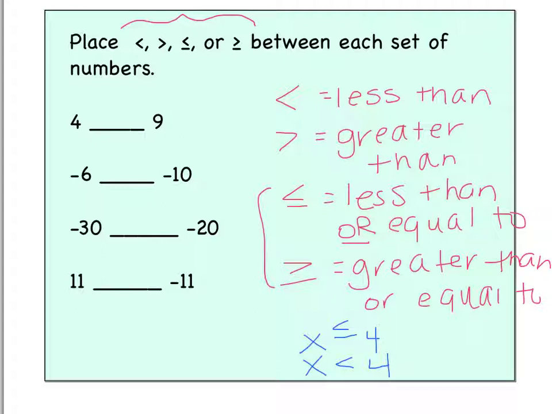So here we could say 4 is less than 9 or less than or equal to 9. Negative 6 is greater than negative 10 or greater than or equal to negative 10. Negative 30 is less than negative 20, or we could say less than or equal to. 11 is greater than negative 11, or greater than or equal to negative 11. And again, those are our inequality symbols.